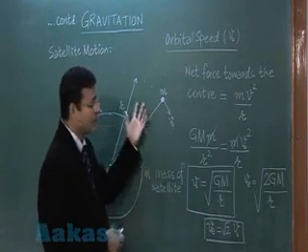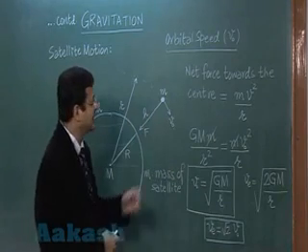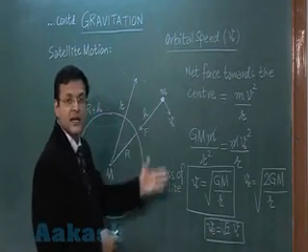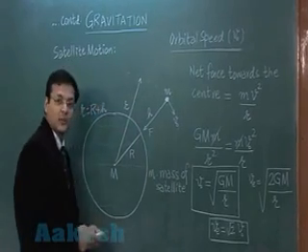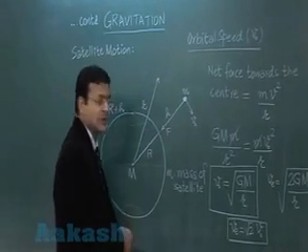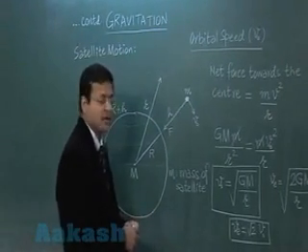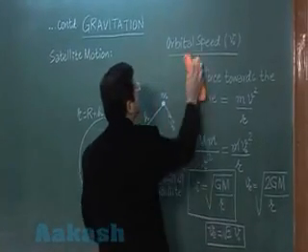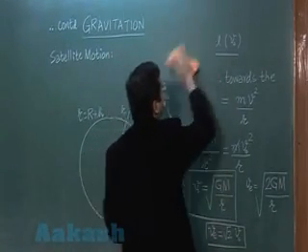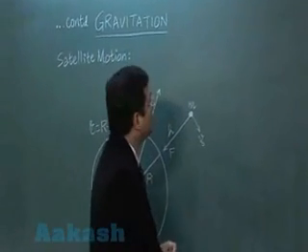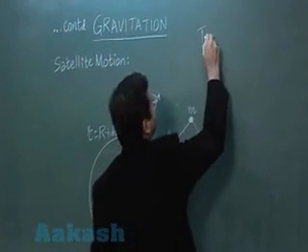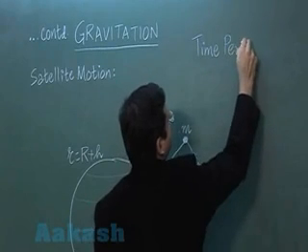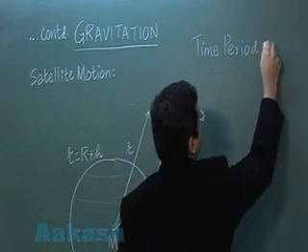Now, with the concept of this orbital speed, you may be interested in finding out what is the time period of a satellite in its circular orbit. So let us talk about the time period of a satellite.